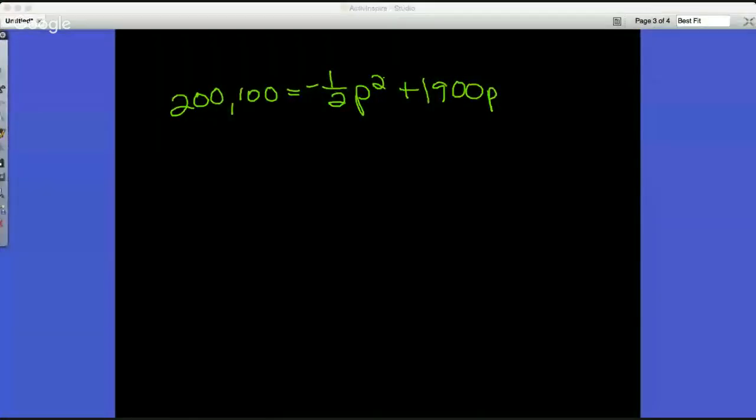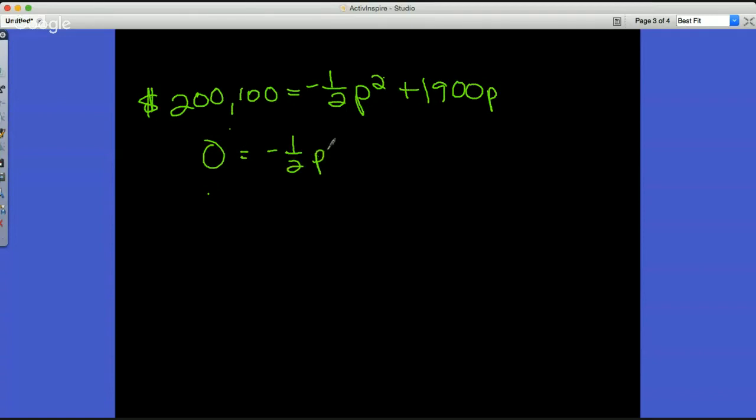So on this one, what they're looking for is what's the unit price when the revenue is 200,100? So we want to get this equal to 0, because if we get it equal to 0, we can solve for it. So we get 0 equals negative 1/2 p squared plus 1900 p minus 200,100. That's what we would plug into our calculator, and we'll find what the zeros and solutions are.